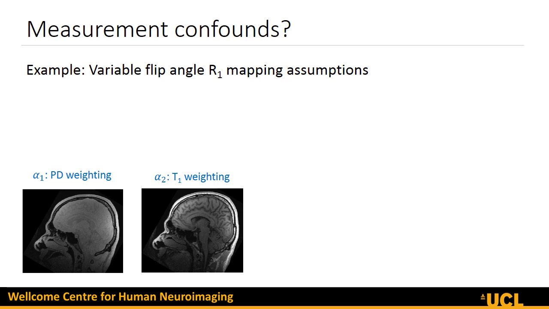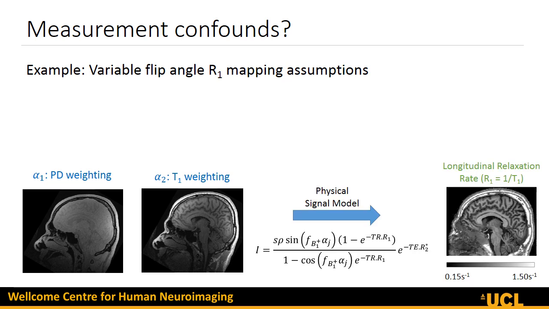Let's take the example of mapping the longitudinal relaxation rate, R1. I showed you earlier that this can be a really useful proxy for, although bear in mind, not a direct measure of, myelin. So if we start with the variable flip angle approach, in this case we acquire images with different nominal flip angles, alpha 1 and alpha 2, that each have distinct image contrast, proton density or T1 weighting. Now what we can do is use the physical model that I showed you earlier to map the longitudinal relaxation rate. However, this has some inherent assumptions.